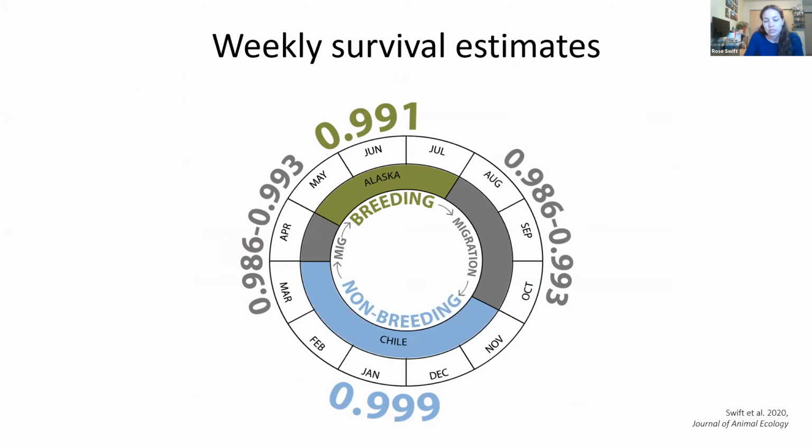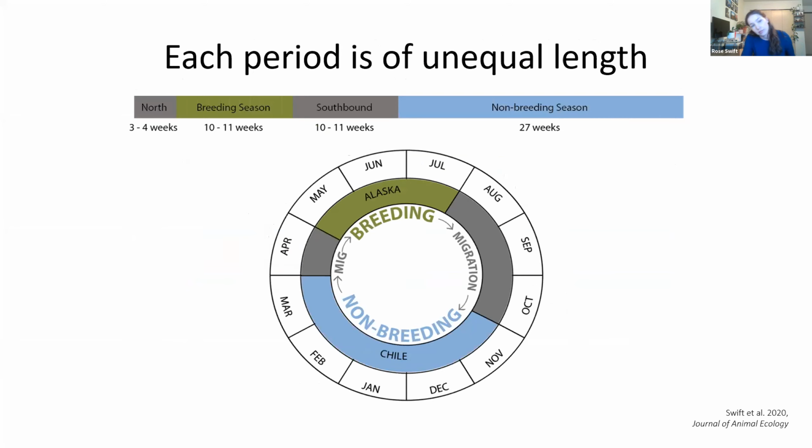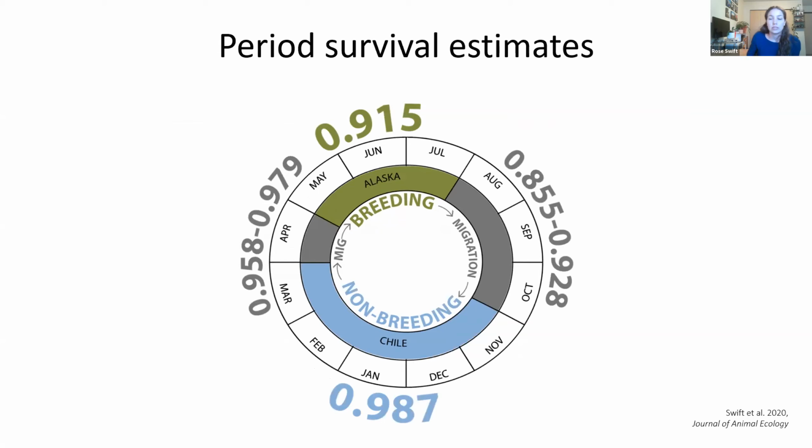But we were particularly interested in understanding period survival, and since each period is of unequal length, we just scale those weekly estimates up based on the lengths that we had already determined. When we do that, we find that the non-breeding season still has really high period survival, much higher than breeding season survival. When we compare the two migration periods, we see that northbound migration, because of its much shorter length as individuals undertake a series of nonstop flights with very short stopovers, has higher period survival than the more protracted southbound migration.